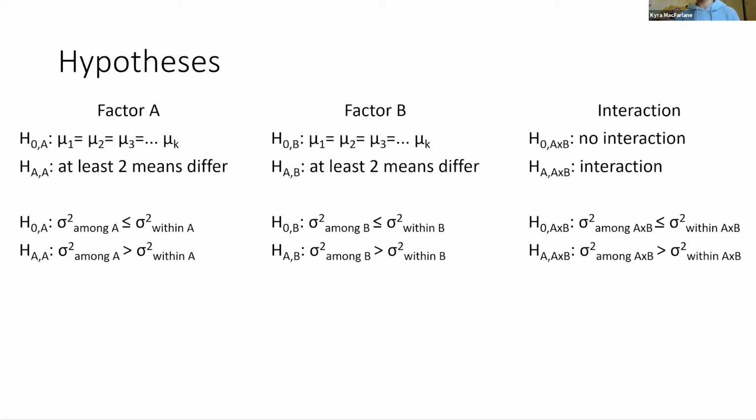The interaction is what's different this time. Now our null hypothesis for the interaction between A and B is that there is no interaction. Because an interaction can occur in so many different ways, there's no simple "all means are equal" notation for it. It's just that there is no interaction. The alternative is that there is an interaction.